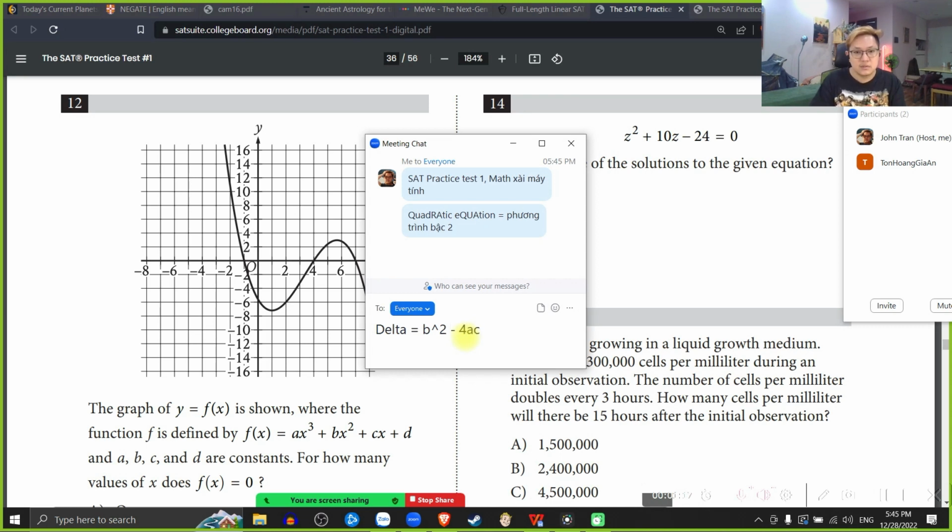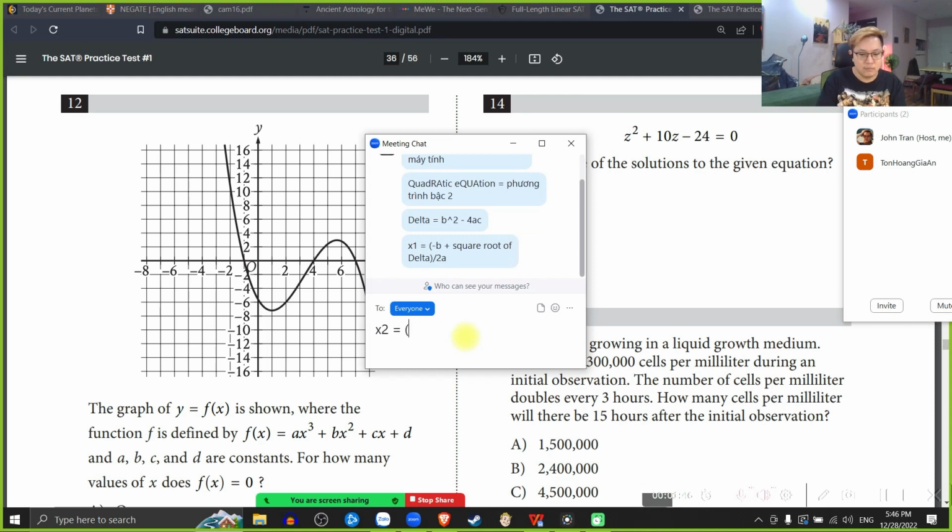Phải tính delta đúng không? And then of course you have two solutions. Nó sẽ có hai nghiệm. The first solution is minus b plus square root of delta, and then divide by 2a. Trừ b cộng căn delta chia 2a đó. Đó là cái đầu tiên. The second one is minus b minus square root of delta, and then divided by 2a.